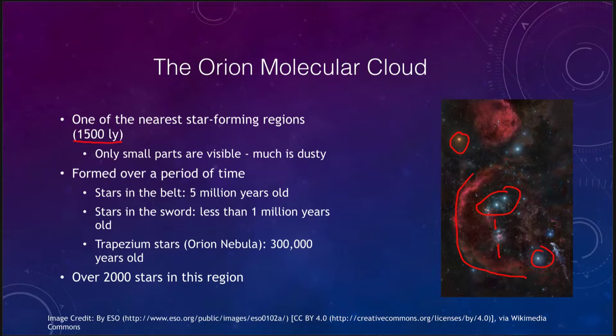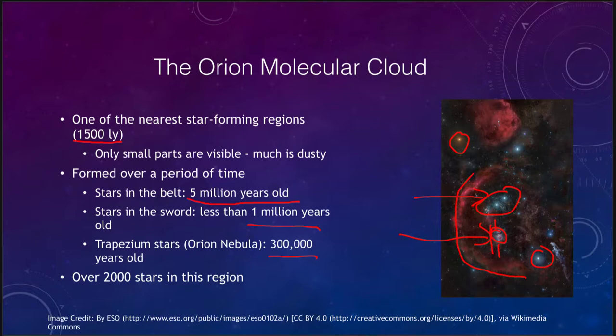When we look at this, the material that's here has formed over a period of time. So the stars in the belt are about 5 million years old. These are relatively older stars. The stars in the sword going down from the belt are about a million years old, and the trapezium stars in the Orion Nebula itself are only a few hundred thousand years old.